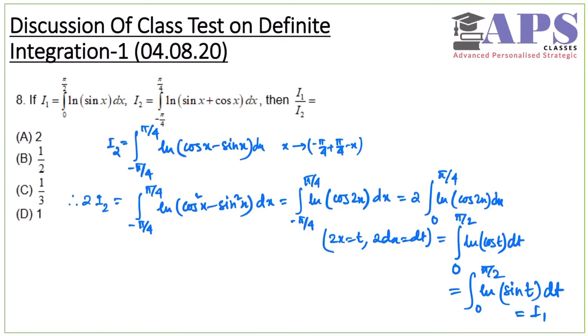So 2I2 equal to I1, therefore I1 by I2 is equal to 2. So 2 is the correct answer here. Option A is the correct one.